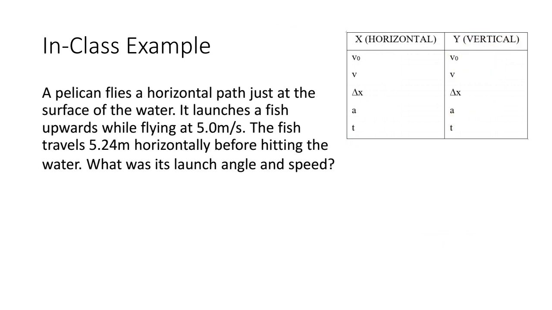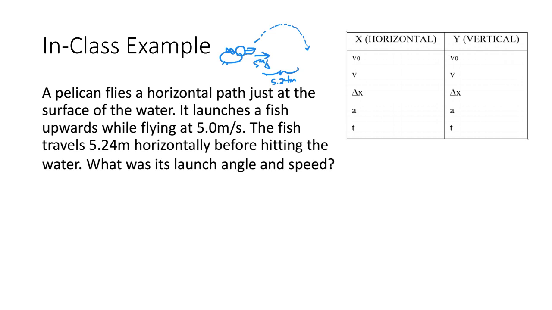Here's our second problem. It says a pelican is going to fly in a horizontal path right at the speed of the water. Here's a pelican. As it flies, it's going to throw a fish upwards as it flies along at 5 meters per second. So it's going to throw the fish along just like this. It's going to toss it up in its mouth and then catch it over on this side. So it says the fish is going to travel a distance of 5.24 meters horizontally before hitting the water. What is its launch angle and speed?